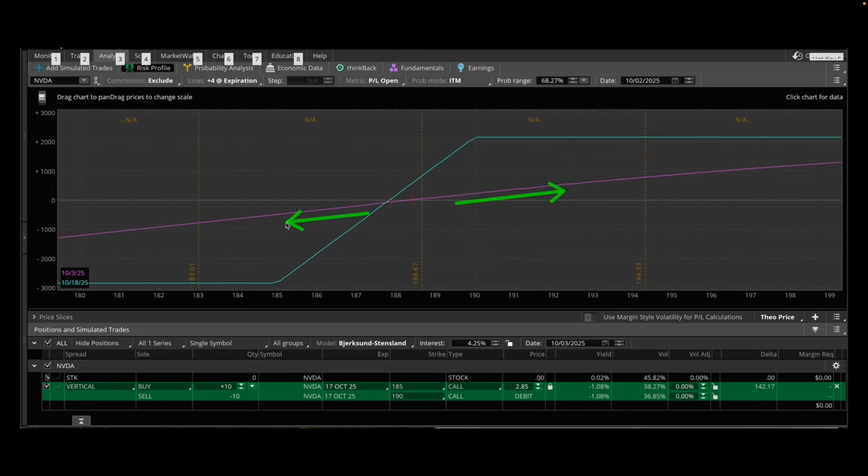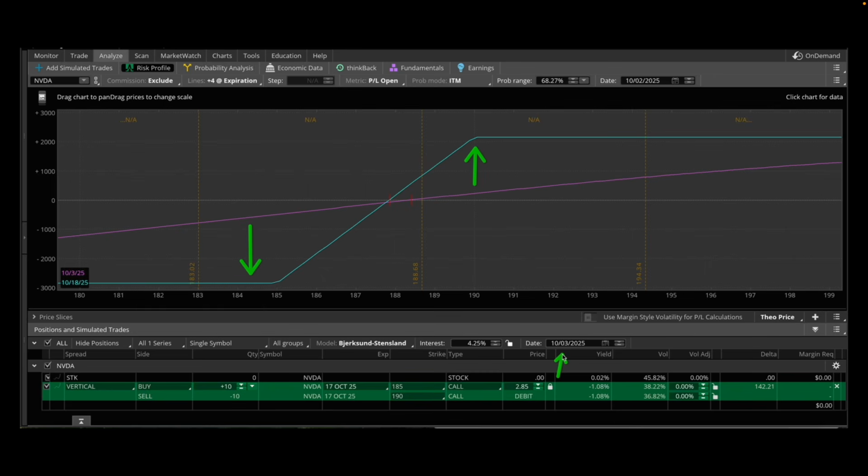So we can see that the purple line, or pink line, is much flatter than the blue line. And there's quite a large gap between the value of the spread given today's date versus the value of the spread at expiration. And that gap is going to close as we get closer to expiration.